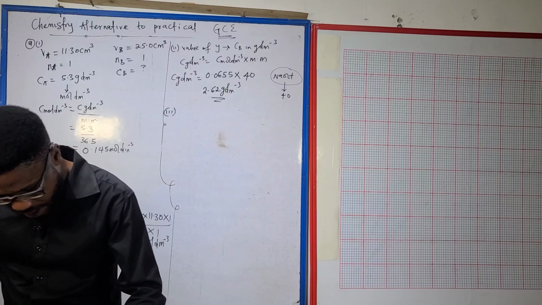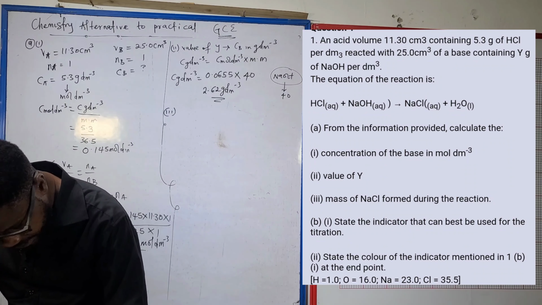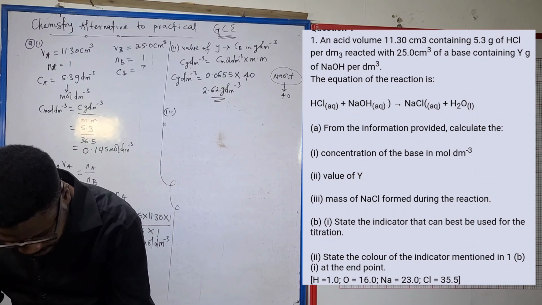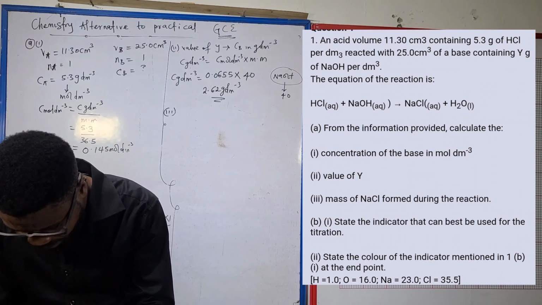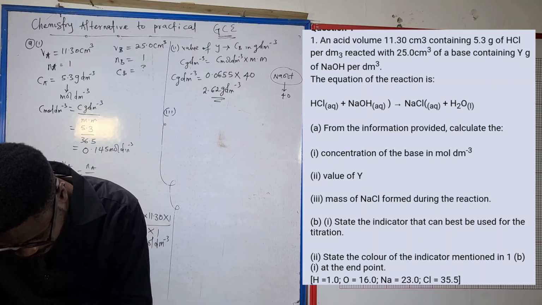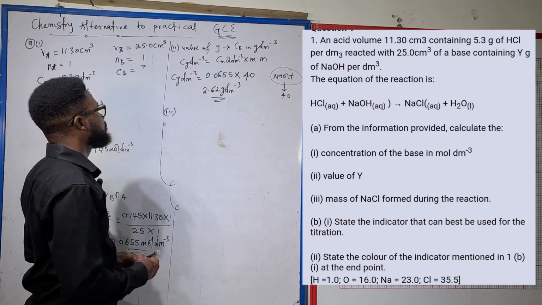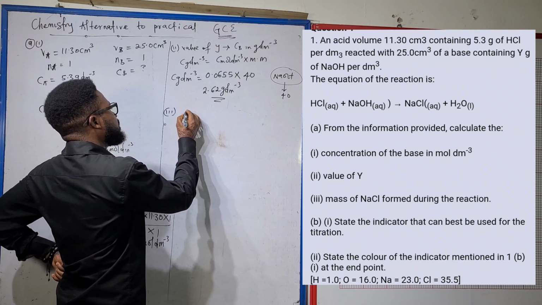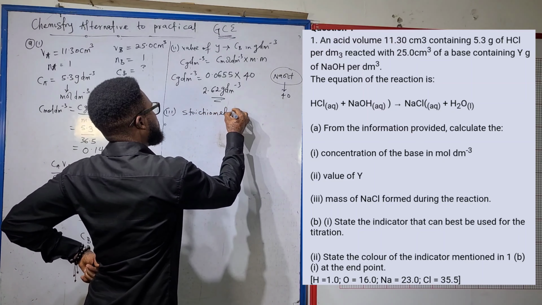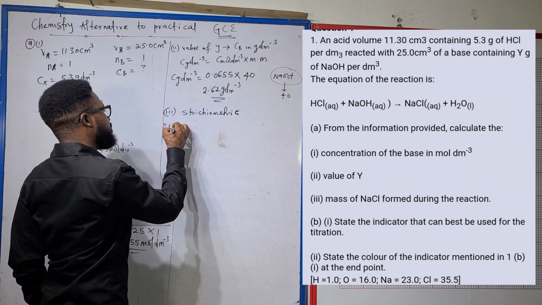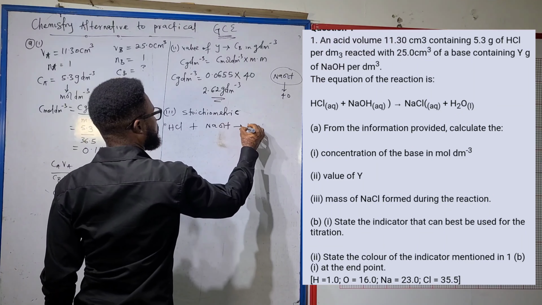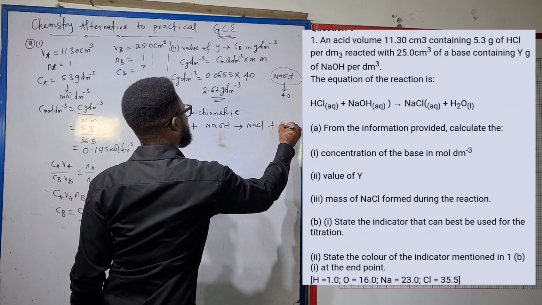Moving forward, question A3 says, what is the mass of sodium chloride formed during the reaction? Recall that from the question we said it reacted with 25 cm cube of base containing Y gram of sodium hydroxide per dm cube. So you're looking at the mass of sodium chloride formed during the reaction. Of course, this is purely stoichiometric, where you have HCl reacting with sodium hydroxide to give us sodium chloride plus H2O.